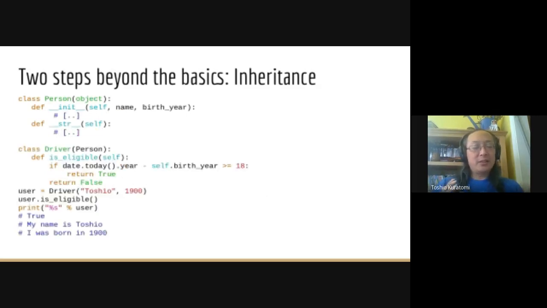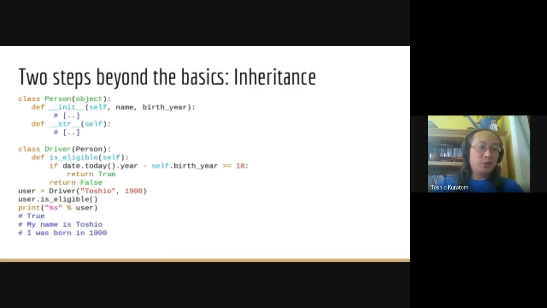So what happens when we use Driver? Well, user equals Driver("Toshio", 1900), this is us instantiating it. What is it using to instantiate? There's no __init__ defined in the Driver class. Well, because of inheritance, Python says, is there an __init__ in Driver? No. Okay, what about in Person? Yes, there's an __init__ there. Okay, we will use that as the __init__. So we saw what Person did before. It sets self.name equals Toshio, self.birth_year equals 1900.